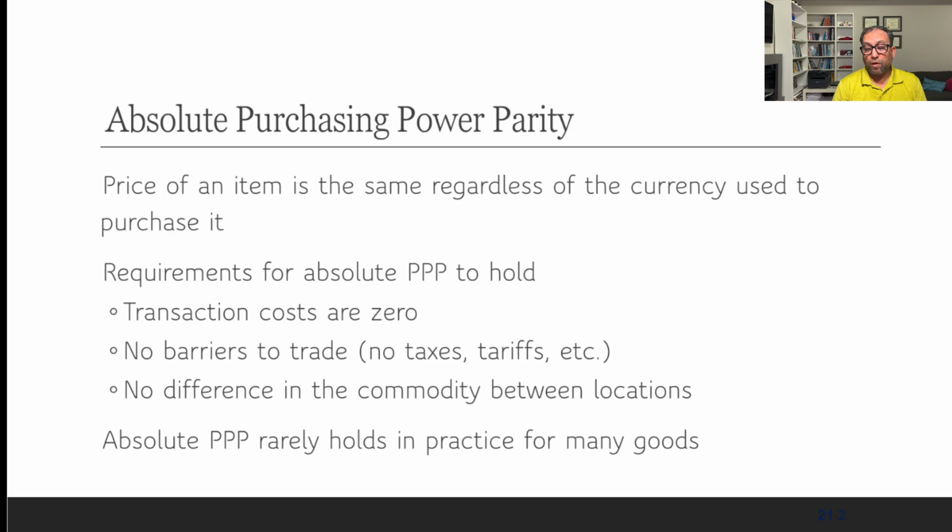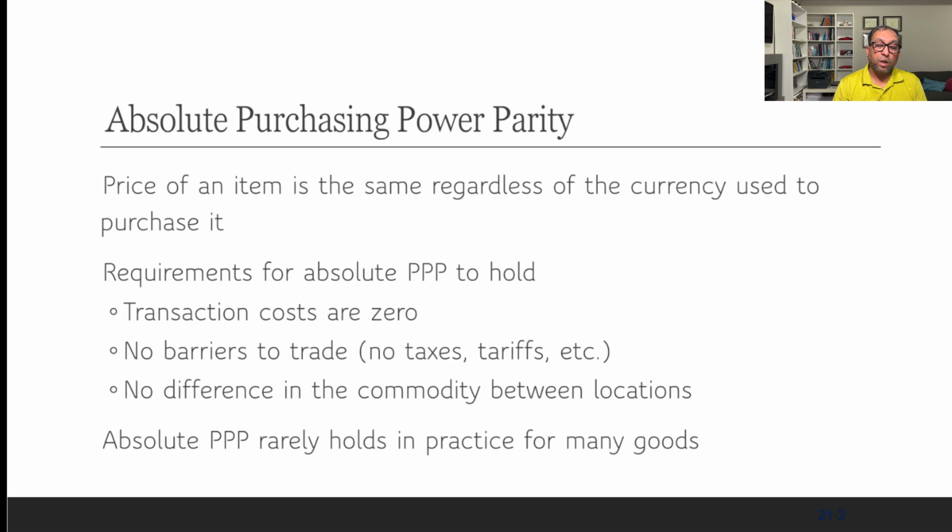The law says that if there is no transportation cost, no trade barriers, and no transaction cost, in that case, what is going to happen? The prices are equal. The only difference between the prices in different countries is due to the exchange rate.